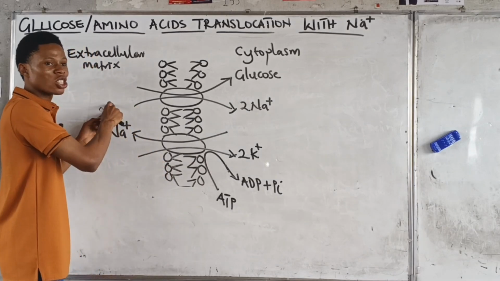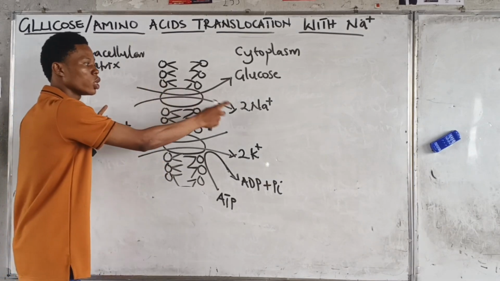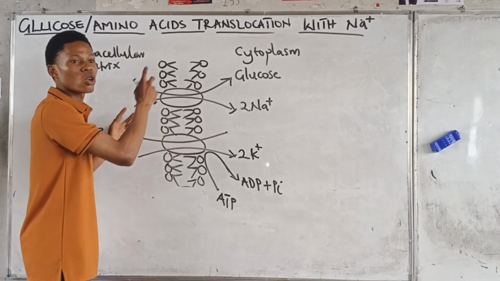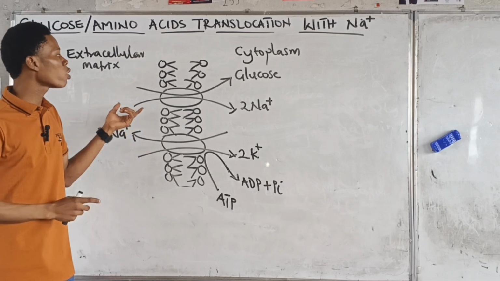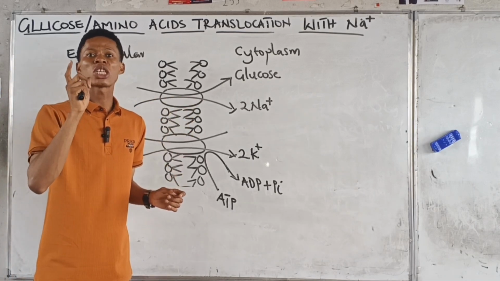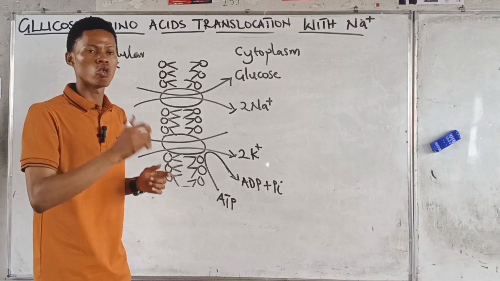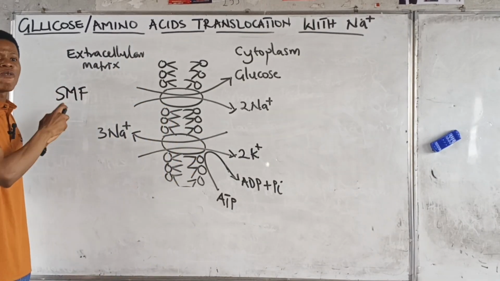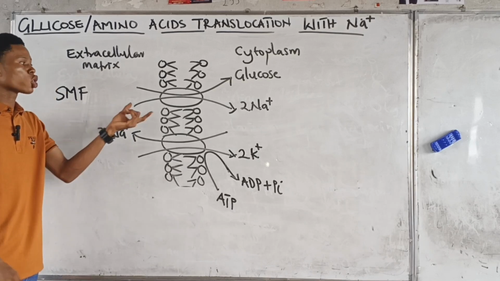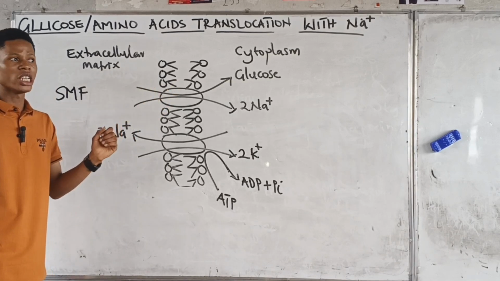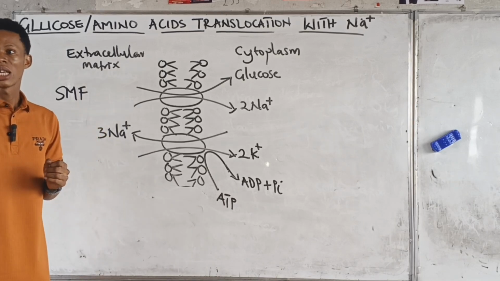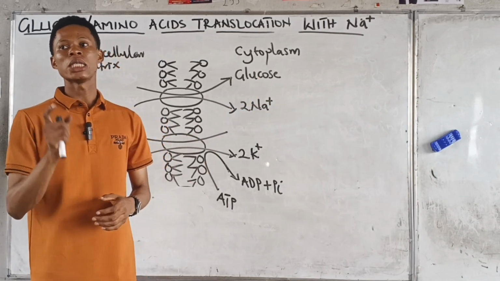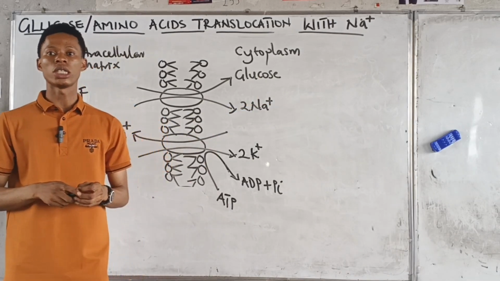Now, the transport of sodium ion from outside to inside is moving from high concentration to low concentration, right? Meaning it's moving with concentration gradients. And as it is moving with concentration gradients, something called sodium motive force will be generated, SMF. And this sodium motive force generated from the transport of sodium ion with concentration gradients will provide the energy that is needed for the transport of either glucose or amino acids into the cell against concentration gradients.